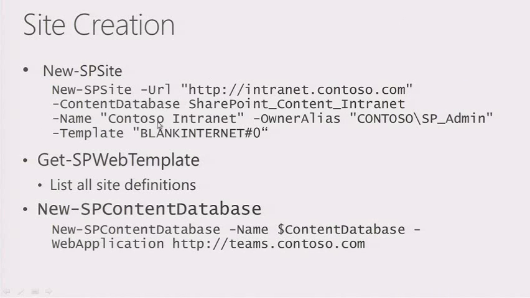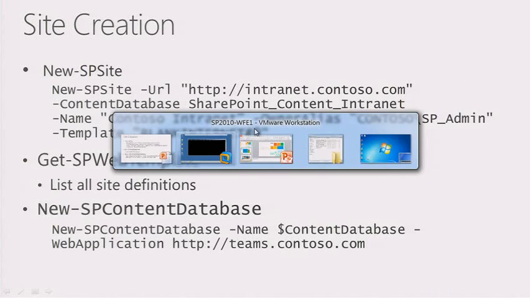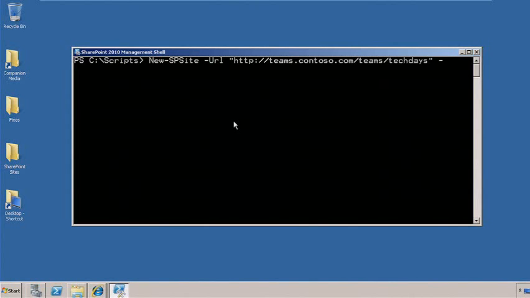And then we specify the descriptive name of the site collection, so that would be the -Name parameter. And we'll call this Tech Days 2012 BE. And then the owner alias, Contoso SP admin. And you can also specify the secondary owner.